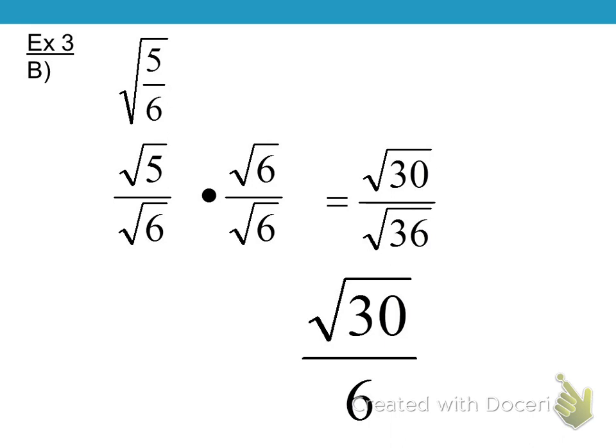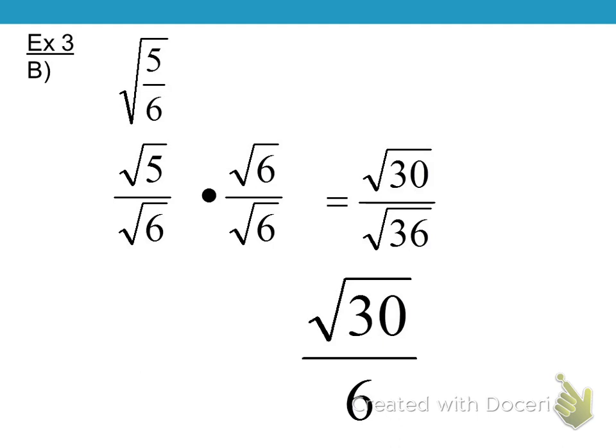A radical in the bottom. The trick to getting rid of a radical is to multiply it by itself, because then you make a perfect square, and then you take the square root of that, and the square root's gone. So square root 6 times square root 6 is square root 36, which is regular 6.